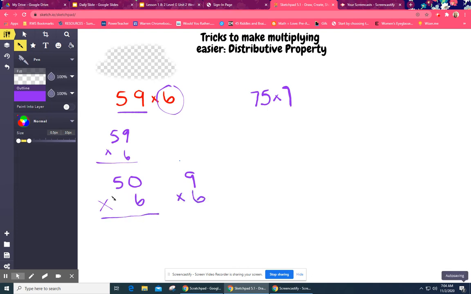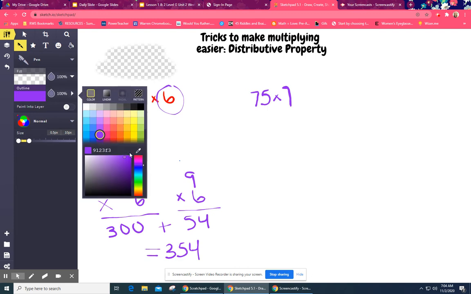All you have to do here is do 6 times 5, which is 30, and then add this additional 0 to the end. And then 9 times 6, that's on your multiplication chart if you don't know, but it's 54. And then your last step is just to add those two, so you get a final answer of 354. So that was super quick and super easy, and we really didn't even have to use much brain power to figure it out. Let's do the next one.